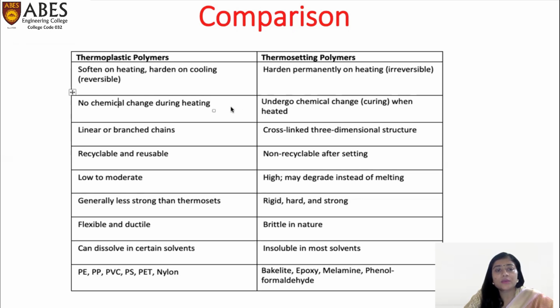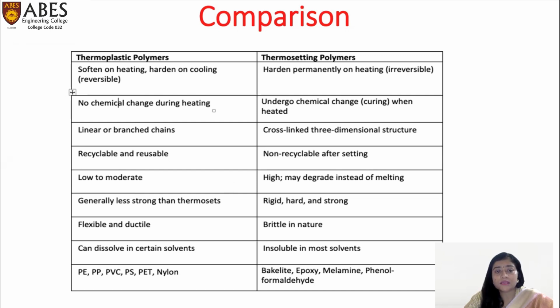Here, no chemical change occurs during heating. Here, when the thermosets are heated, cross-linking occurs, so chemical changes are evident. The third difference is that thermoplastics have linear and branched chains, while thermosetting polymers are cross-linked, which is beyond branching, getting into a three-dimensional structure. Now, the fourth point: thermoplastics can be recyclable and reusable. Thermosets are non-recyclable once they are set because they cannot change their structures again and be recycled.